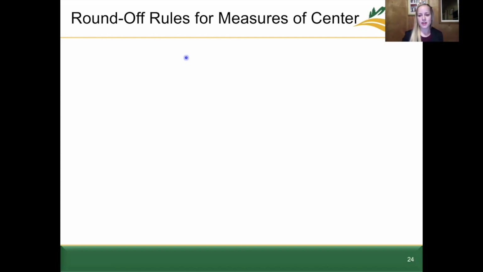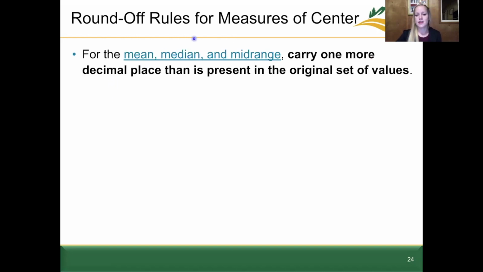Okay, now we've been doing a lot of examples so far, but now let's talk about how we round off our final answer. So for the mean, median, and mid-range, our final answer will carry one more decimal place than is present in the original set of values. Let's look at an example.